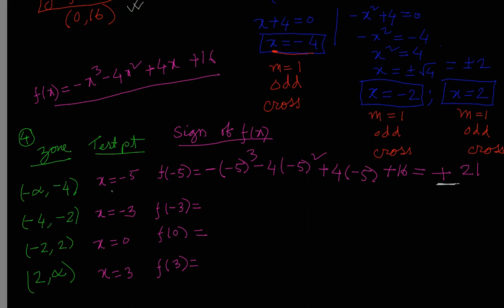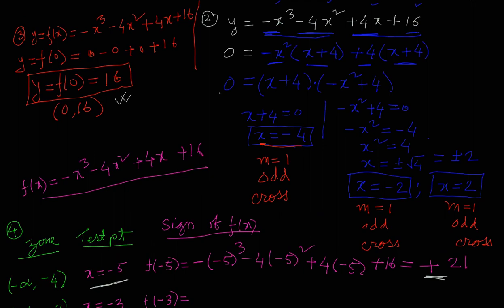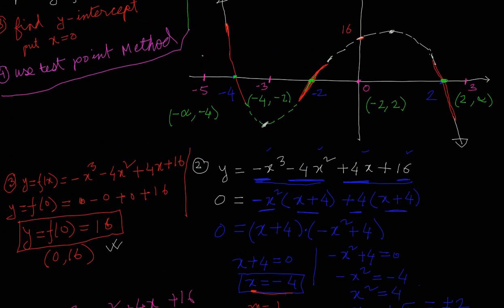So what I found is that for a test point x equal to -5, the sign of my function of x is positive. Let me put that sign here. So my function is positive on my first zone. What does it mean? That my function needs to be above the x-axis, which is already there. So that means at least this portion of my graph is correct.